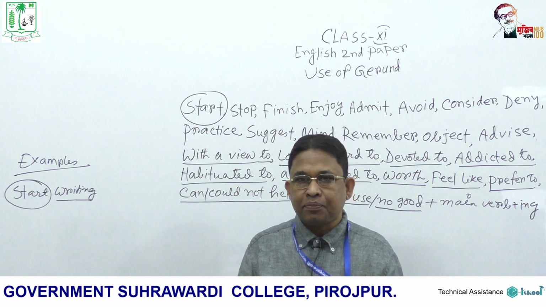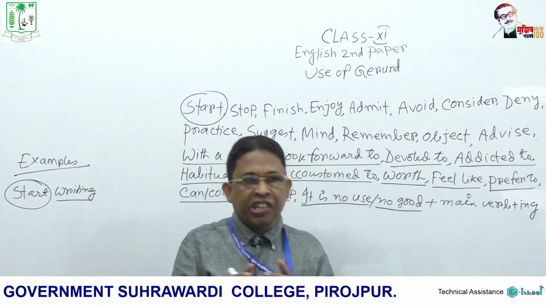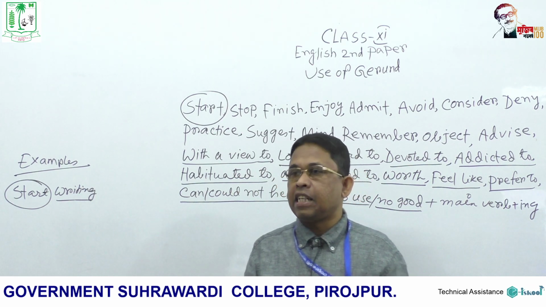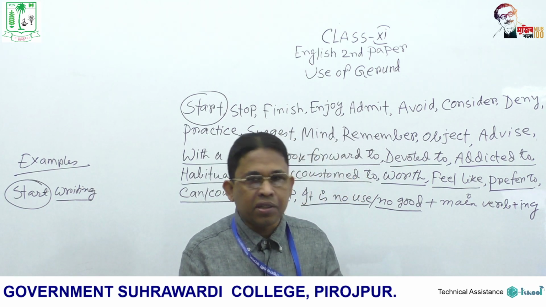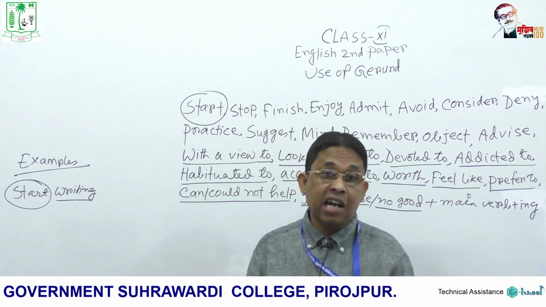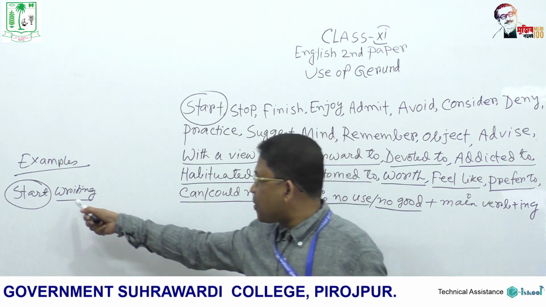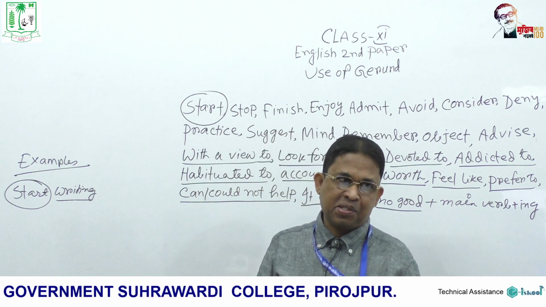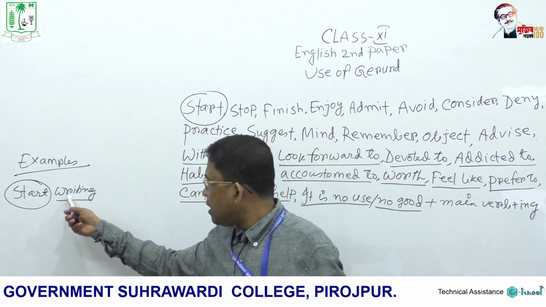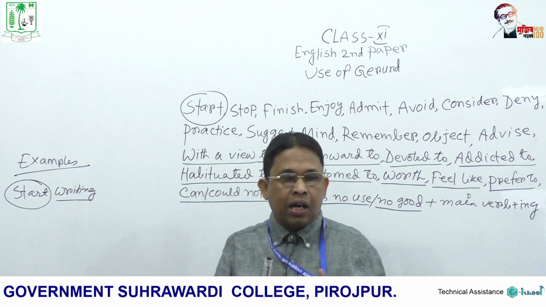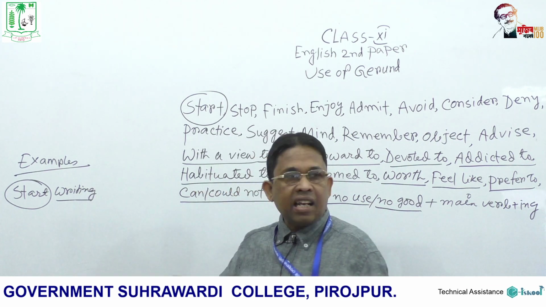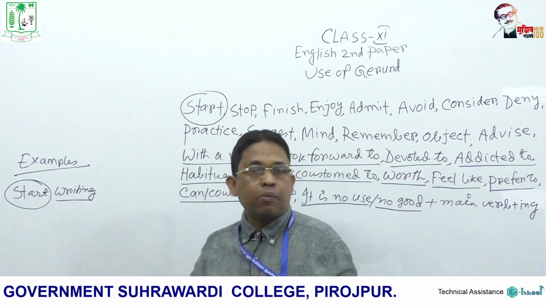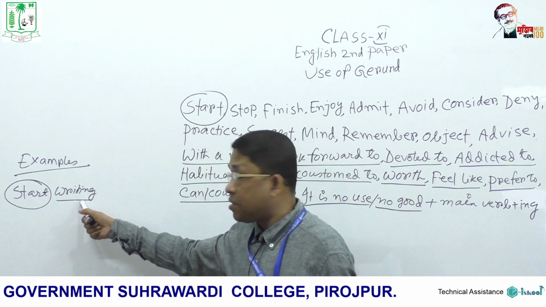Number one, the word should be originated from verb. Number two, it should end in ing. And number three, it should act as a noun. And this writing has fulfilled all these three conditions because writing derived from write, the verb, it ends in ing, and it acts like a noun because it is in the place of the object. So this is a gerund.